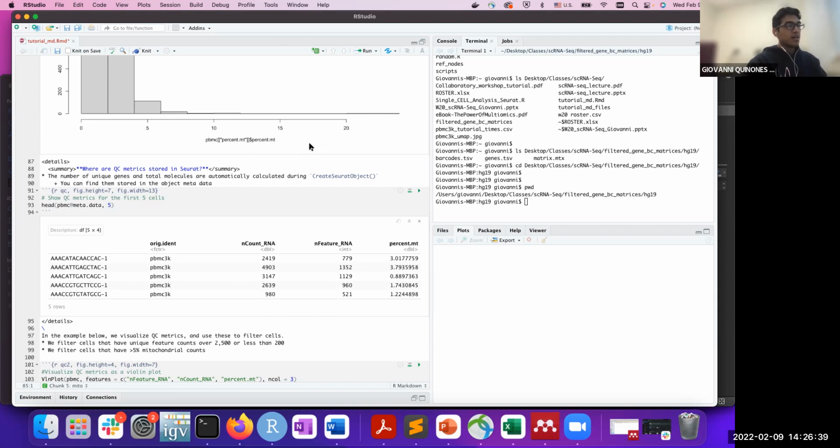Yes, I just wanted to know what's the difference between count RNA and feature RNA? Yeah, so if you remember, feature is actually genes. So feature RNA is the number of genes that are expressed, and count RNA is the number of RNA molecules. So you can see that the count RNA number should always be greater than feature RNA.